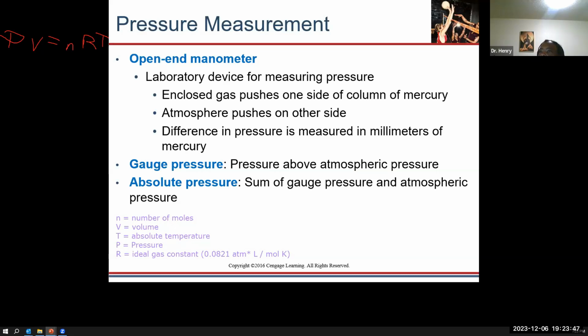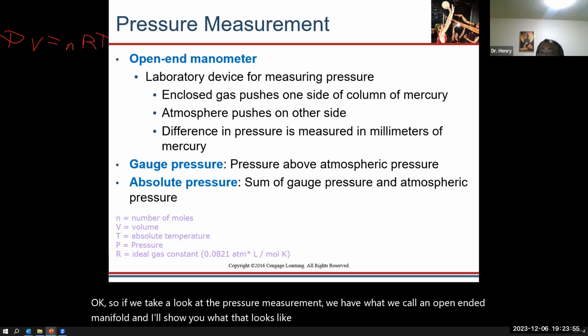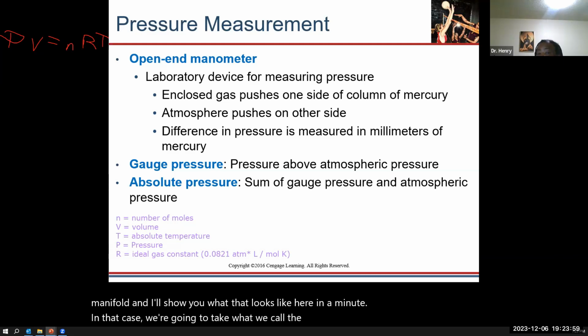Okay, so if we take a look at the pressure measurement, we have what we call an open-ended manometer. And I'll show you what that looks like here in a minute. In that case, we're going to take what we call the gauge pressure and the absolute pressure. And then I'll tell you what they mean, okay?